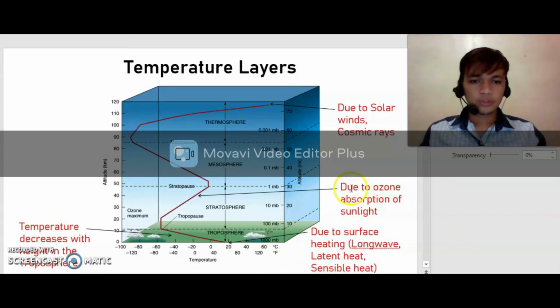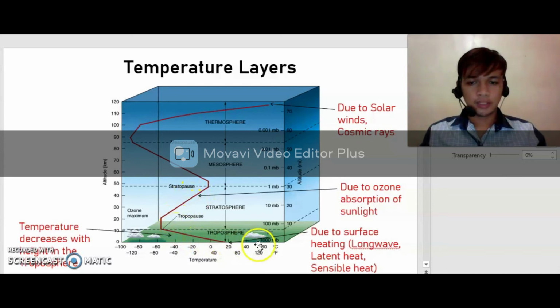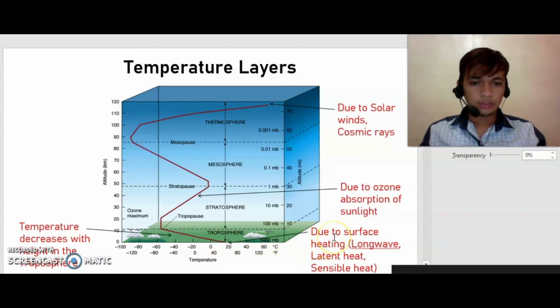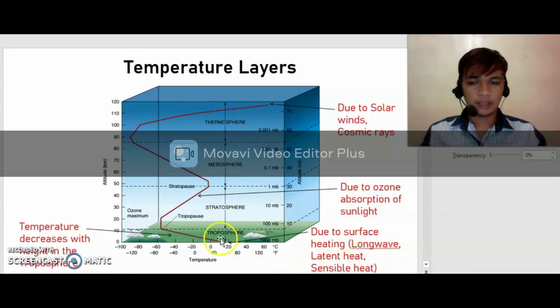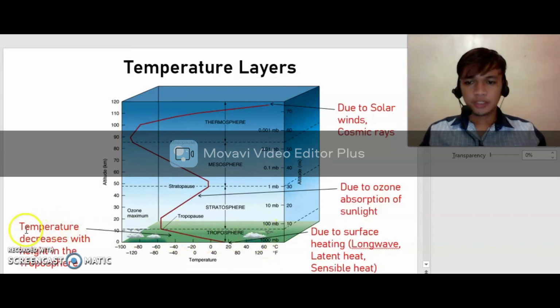Now, due to ozone absorption of sunlight, the temperature drops in this layer, the stratosphere, because it is heading down to the troposphere. The temperature is high at the lowest land area because of surface heating. Here the long wave of sunlight, the latent heat, and the sensible heat reach the surface. Also included is the heat created by industry. Aside from industry, our vehicular motors create heat, especially on the roads. Temperature decreases with height in the troposphere, as I said earlier.